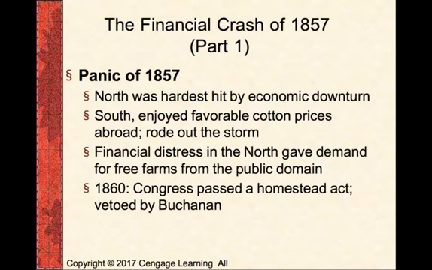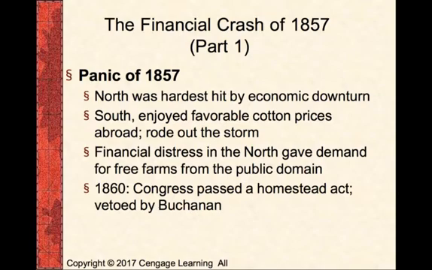On top of that, there was an economic panic in 1857, which severely impacted the North because of the downturn in the economy, whereas the South, because it was mostly agrarian, rode out the storm. Its cotton prices were still good in England and in Europe, so they continued to make money while the Northerners were suffering in 1857.